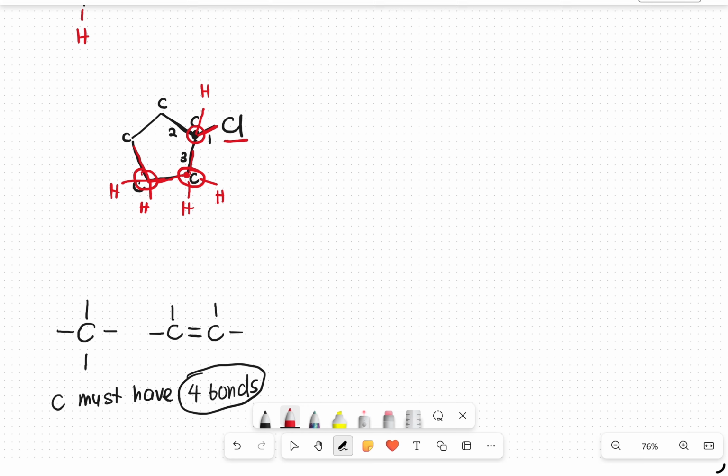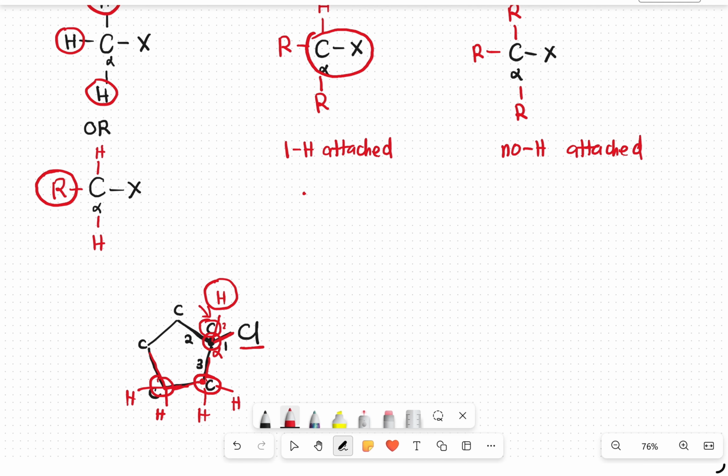So you have to calculate the number of bonds first: 1, 2, 3, 4. So 4 bonds attached for this carbon. Now, is it primary, secondary, or tertiary? For this alpha carbon, the carbon bearing the halogen group, it has 1 hydrogen attached. As I mentioned earlier, 1 hydrogen means it is secondary. So definitely secondary alkyl halide. Simple. That is how you identify the class of alkyl halide.